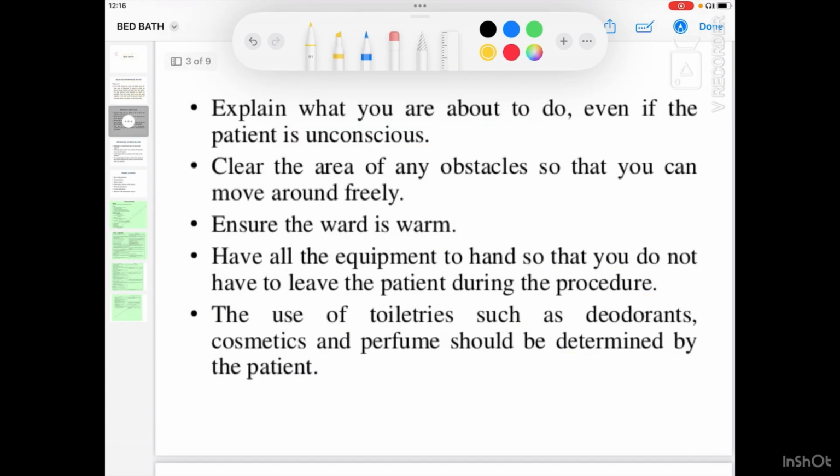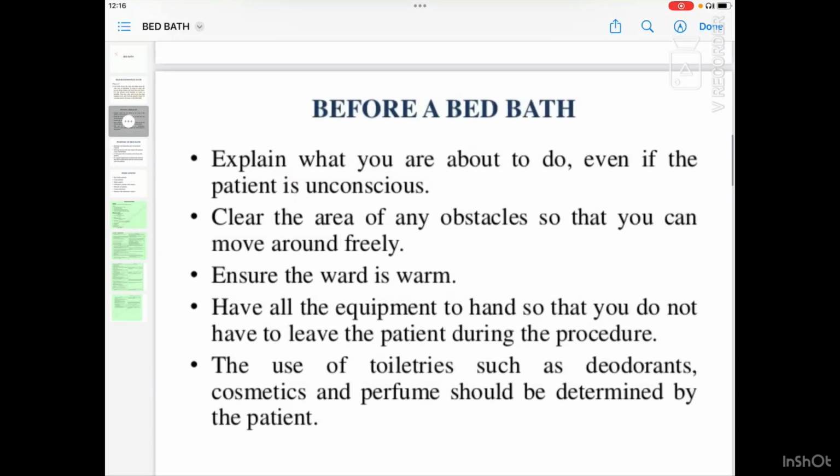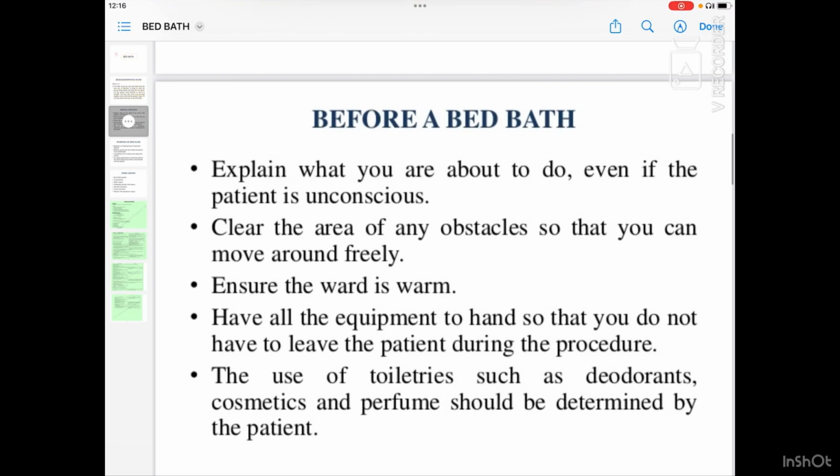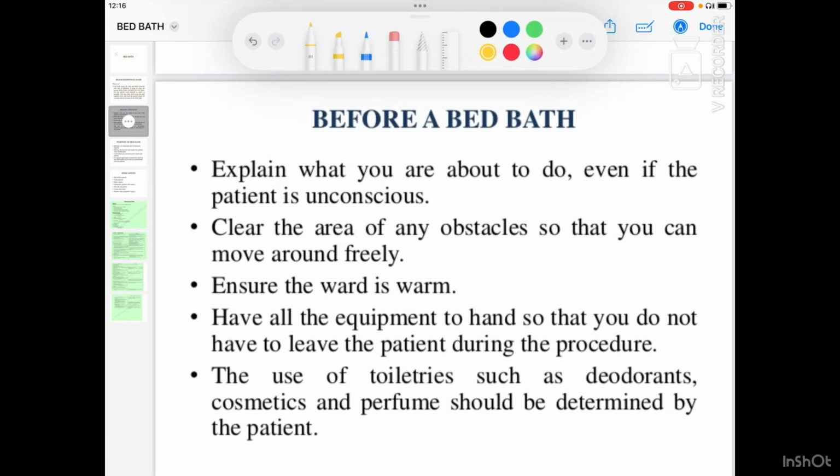So here, what are the things before a bed bath? What are the things we should understand? We should know. We can't simply give the bed bath without knowing the procedure, without seeing how it is given. How can we give the bed bath? It's not possible. So we should know some of the points.